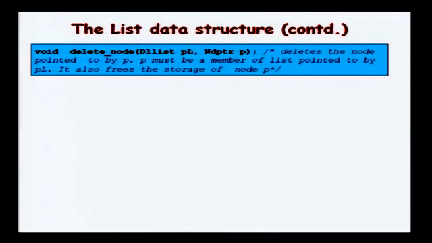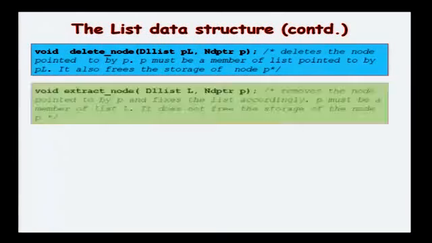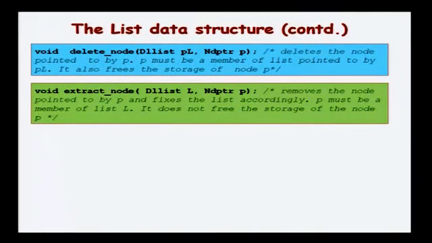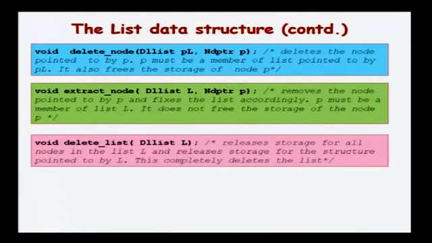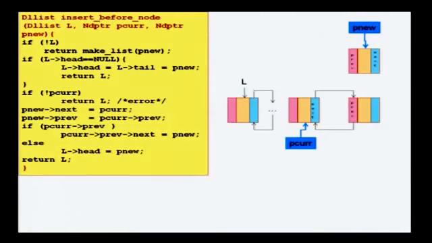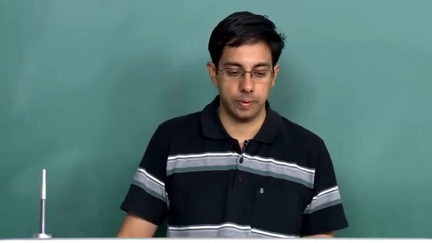Okay. Similarly, since we have insert functions, we can also have delete functions. You can delete a particular node. You can extract a node in the sense that delete would take out a node and free the memory allocated to the node. Extract would just take out the node from the linked list, but you retain the node. You can delete an entire list and so on. Okay. So, let us look at a couple of these functions. Other functions can be written in a similar manner.